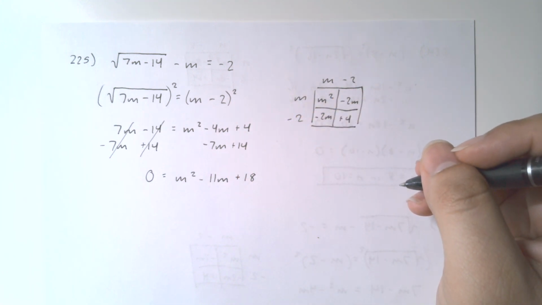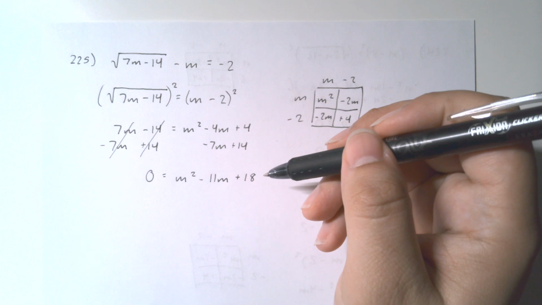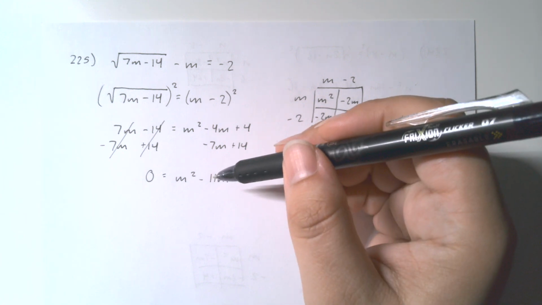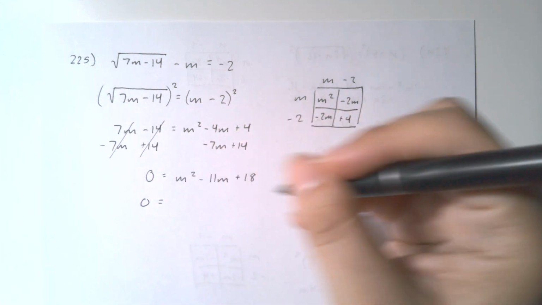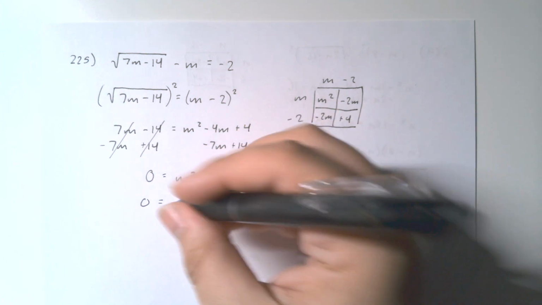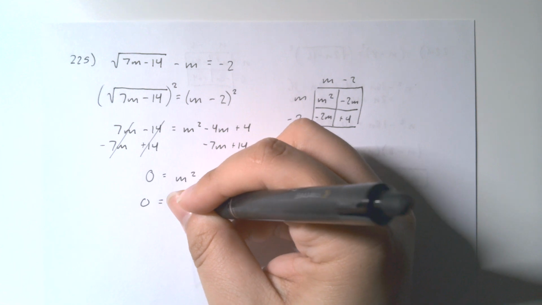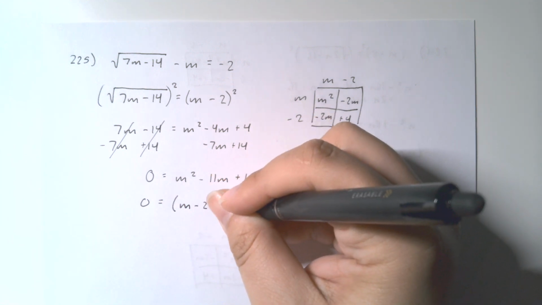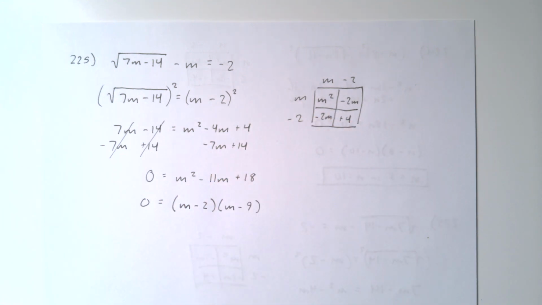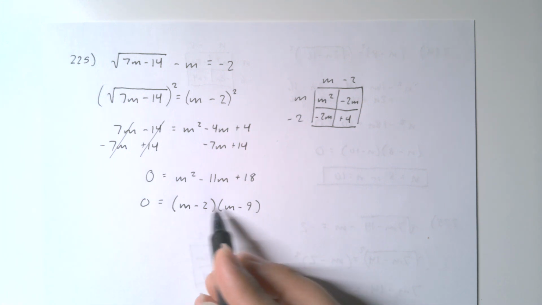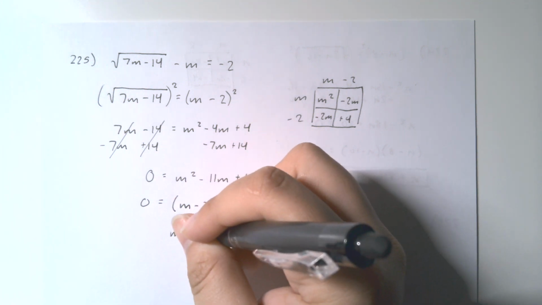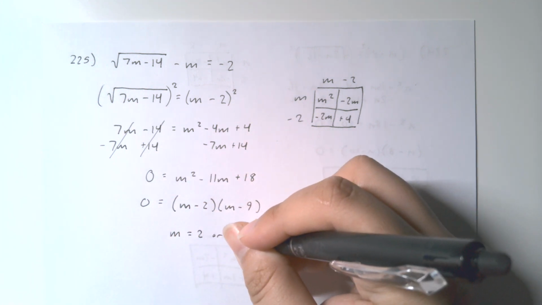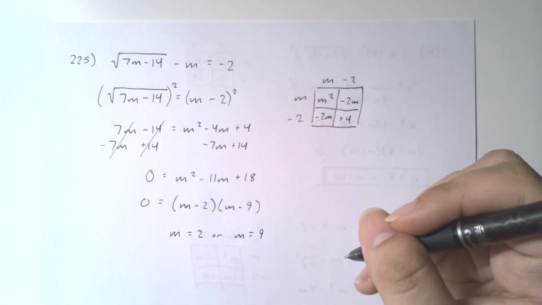And now we just want to factor this. We want to find two numbers that multiply to 18, but add up to negative 11. So let's see, that would be negative 2 and negative 9. And then, using our zero product property, we can basically just flip the signs on these because we have coefficients of 1 in front of the m. So we have m is equal to 2, or m is equal to 9.